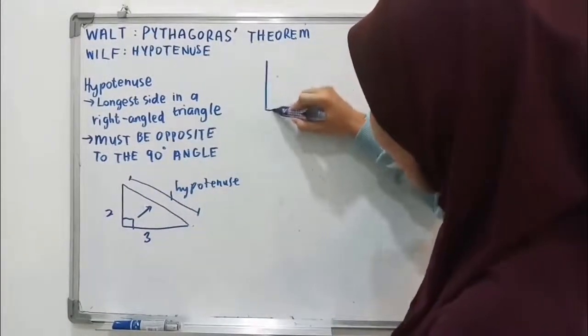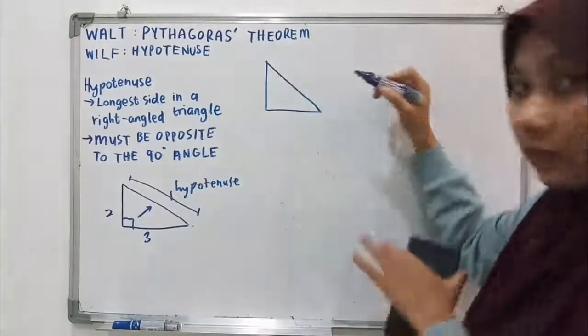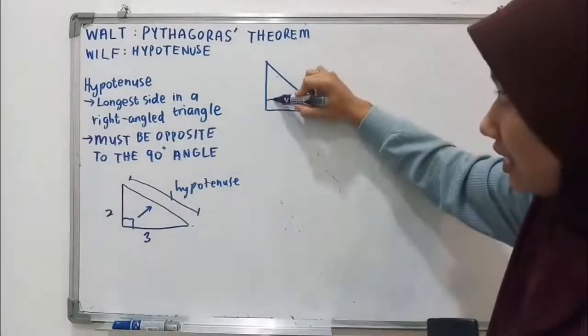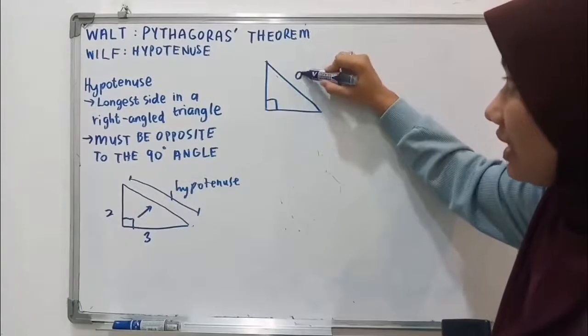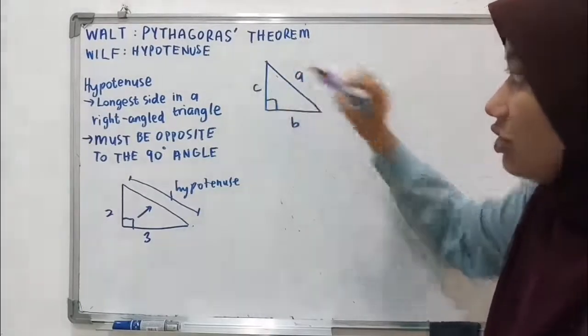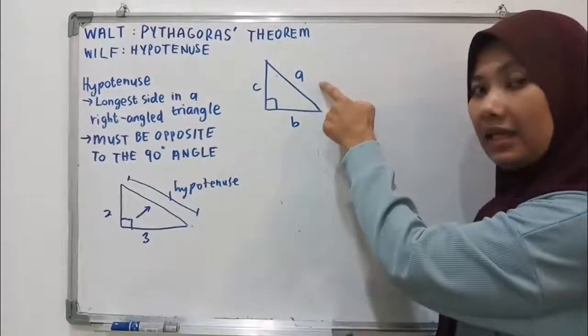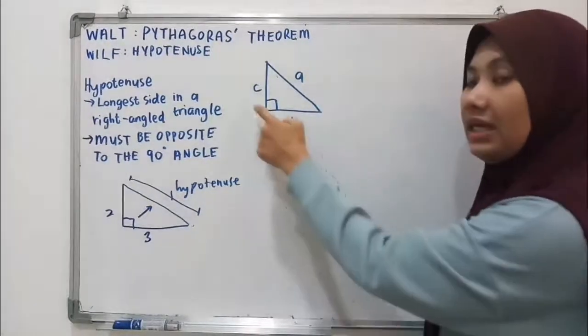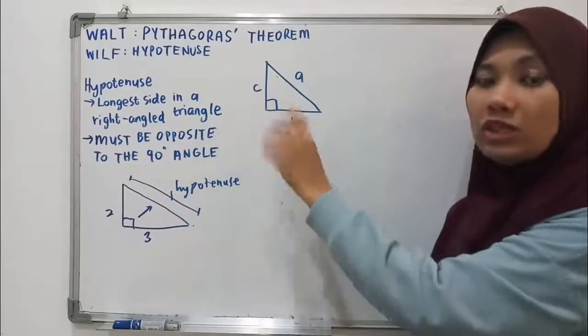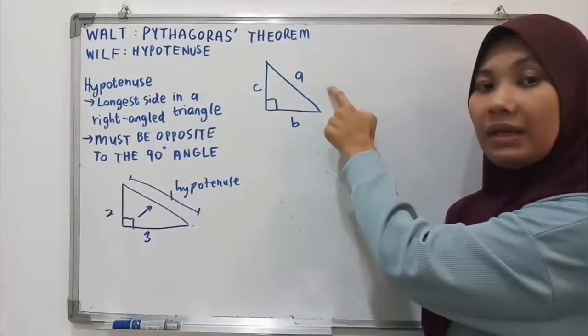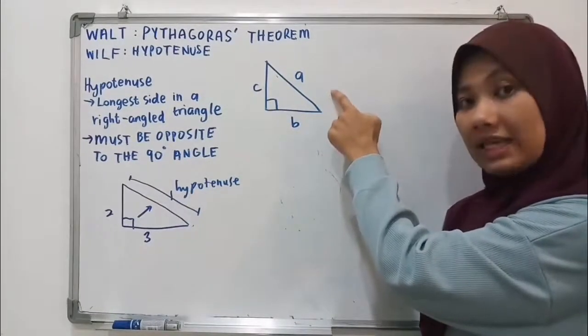Usually we label the three sides. This is the 90 degree angle. We label the three sides as A, B, and C. So usually this is how we label a right angle triangle. A as in the hypotenuse, and then B and C. B and C you can switch position, doesn't matter. But A remains the longest side, which is the hypotenuse.